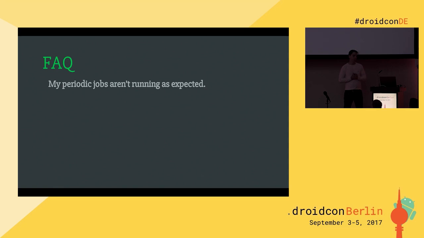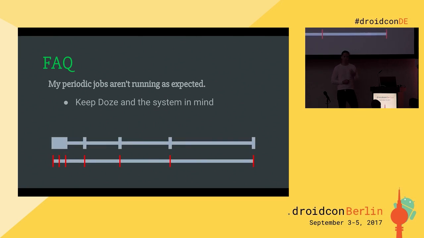My periodic jobs aren't running as expected. The reason for that is that you always should keep the system in mind. The library isn't fighting the system. It tries to be nice to the user. For example, if you schedule a periodic job with an interval of 50 minutes and you expect that the job is really running at 50 minutes, then this won't happen.